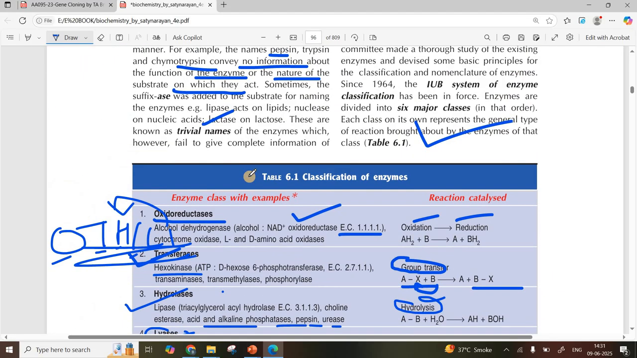So this was all regarding the classification of enzymes.